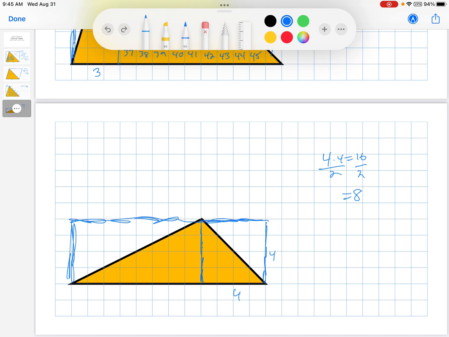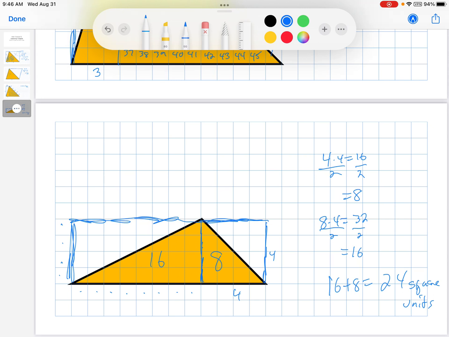So this is, oh, why am I scribbling? I'll just write an 8 in there. Okay, and this is 1, 2, 3, 4, 5, 6, 7, 8 by 4. That's 8 times 4 is 32, but we want half. So that's 16. So to get the whole thing, I'll do 16 plus 8 is 24 square units.